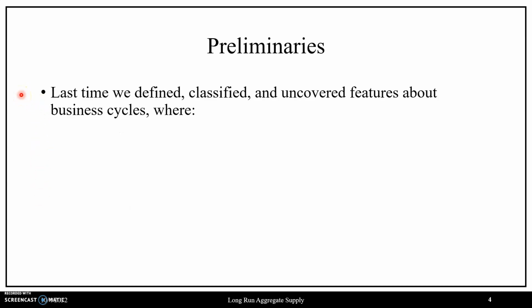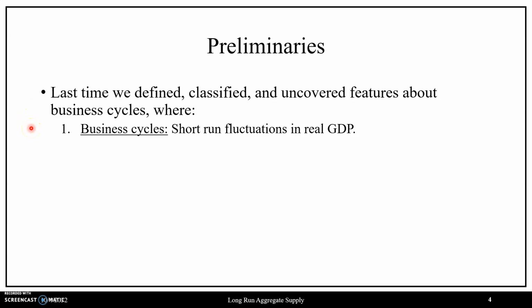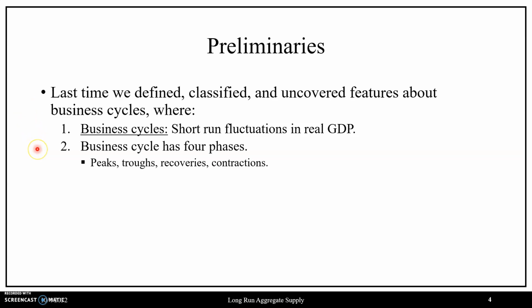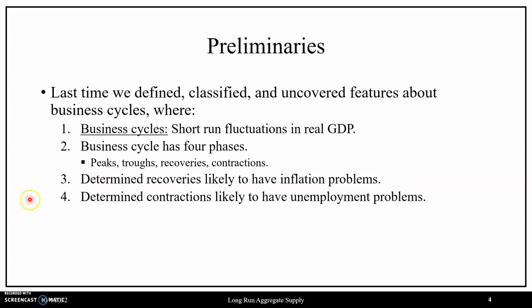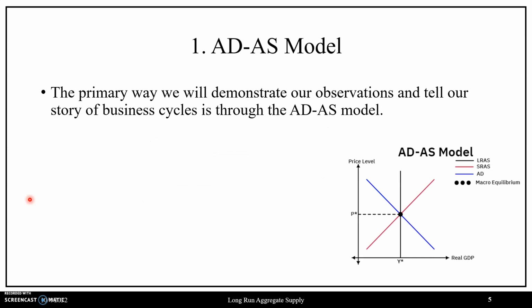With all this in mind, beginning with our preliminaries, last time we defined, classified, and uncovered features about business cycles, where we defined business cycles as short-run fluctuations in real GDP. We classified business cycles in terms of four phases: peaks, troughs, recoveries, and contractions. And in terms of features, we determined that if an economy was in a full employment state and was recovering to a peak, it would likely experience inflation problems. Whereas if an economy was in a full employment state and was contracting to a trough, it would likely suffer from unemployment problems.